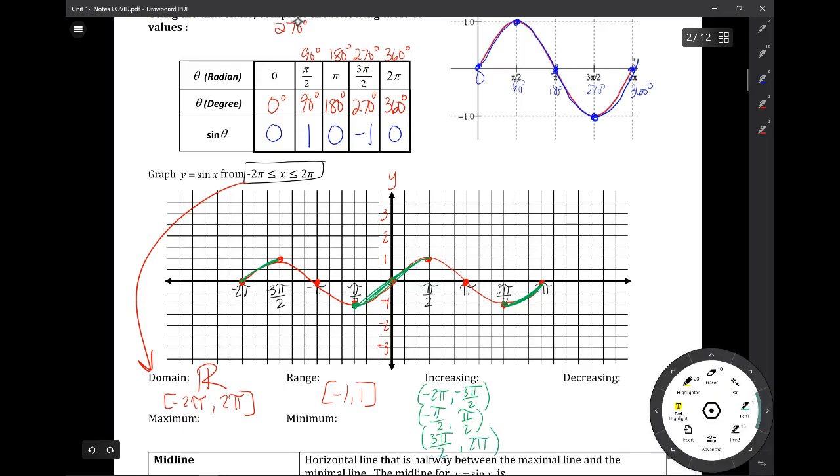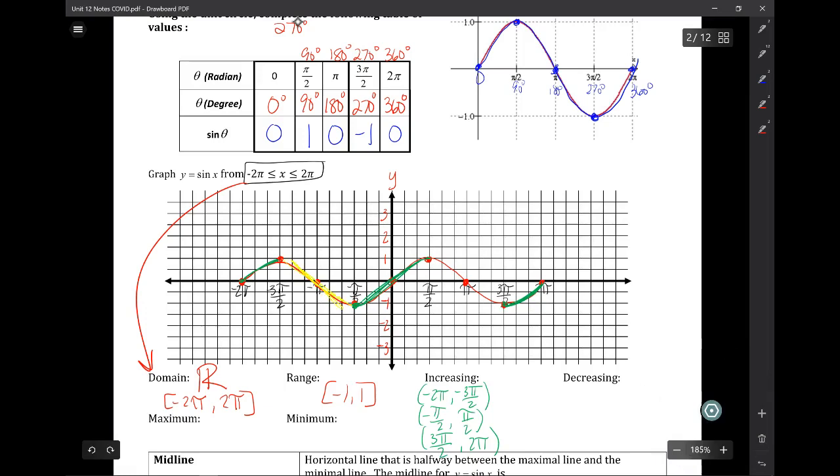It is decreasing. Let me grab maybe yellow. I think that's the only color I haven't used yet. It's decreasing along the graph along that interval and that interval. So it is decreasing from -3π/2, that's hard to see, to -π/2, and from π/2 to 3π/2. Yeah, that is hard to see, so sorry about that.